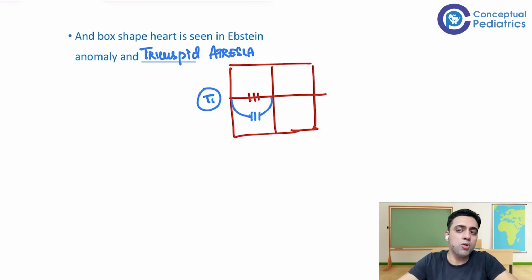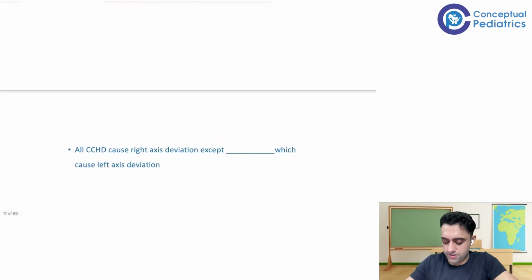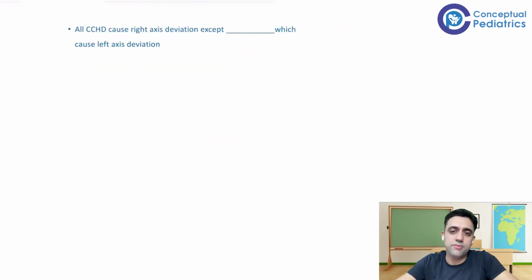In that case, very importantly, you must appreciate that we will see a box-shaped heart in tricuspid atresia or tricuspid stenosis. You should know that. This is also a very beautiful question: all cyanotic congenital heart disease causes right axis deviation except dash, which causes left axis deviation. This is a very interesting question.